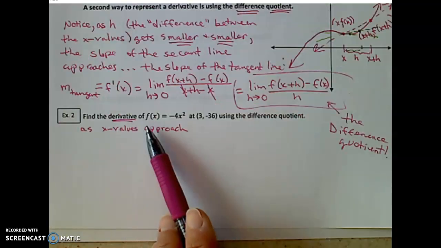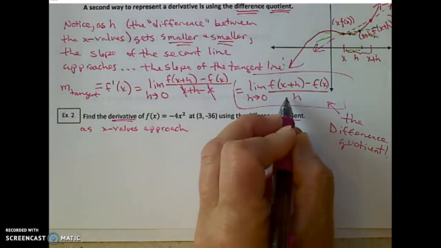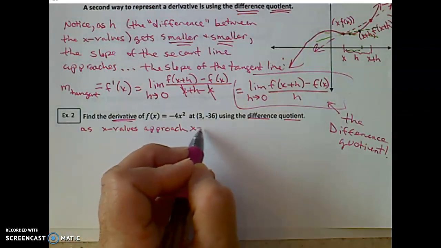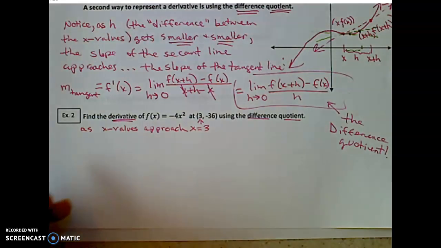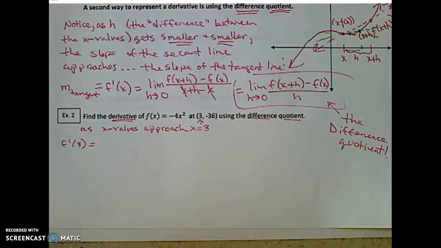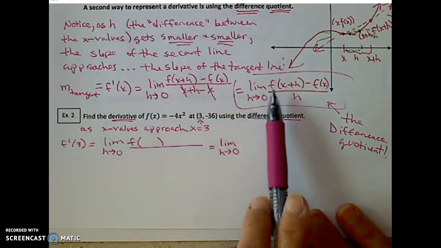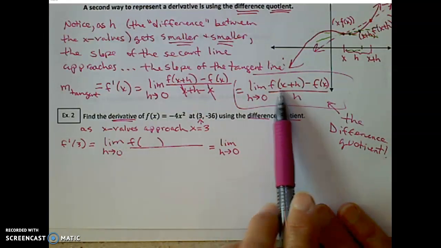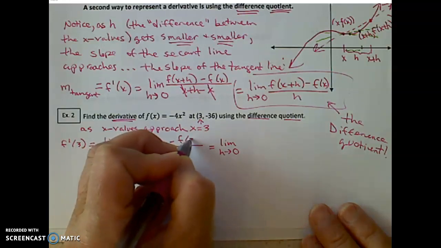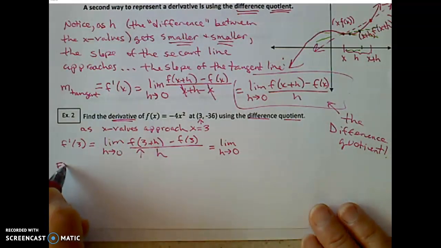Okay, let's find the derivative of this function at (3, -36) using now the difference quotient from above. This means that as x values approach x equals 3. Alrighty, so f prime of 3 is equal to, I'm going to pause and plug in. Plugging into the difference quotient, that's the limit as h approaches 0 of f of 3 plus h minus f of 3 all over h. That looks weird. I'm going to do a little aside here.